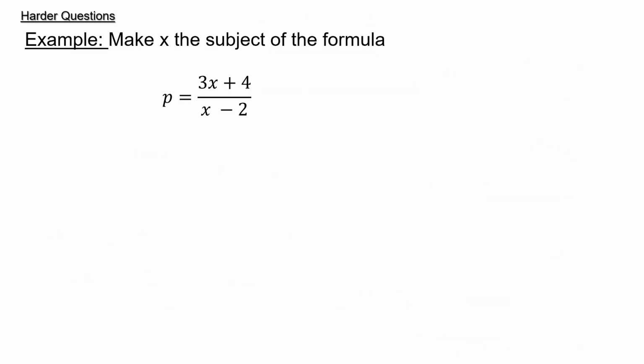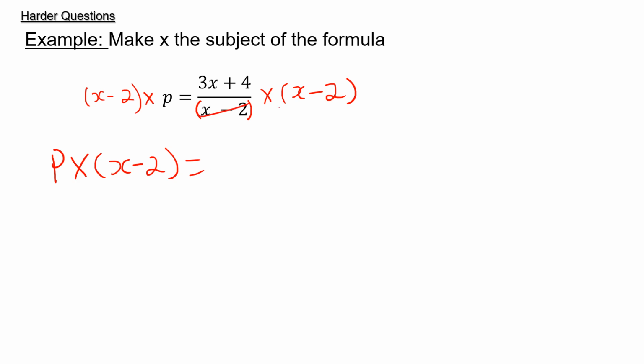Here are some more tricky questions. In this question, we want to make x the subject of the formula. The problem is that I have an x minus 2 on the bottom of a fraction on the right. To essentially bring this up to the other side, I can multiply both sides by x minus 2. This will leave me with p times x minus 2 equals 3x plus 4. We can then, as before, expand the bracket on the left to get px minus 2p equals 3x plus 4.